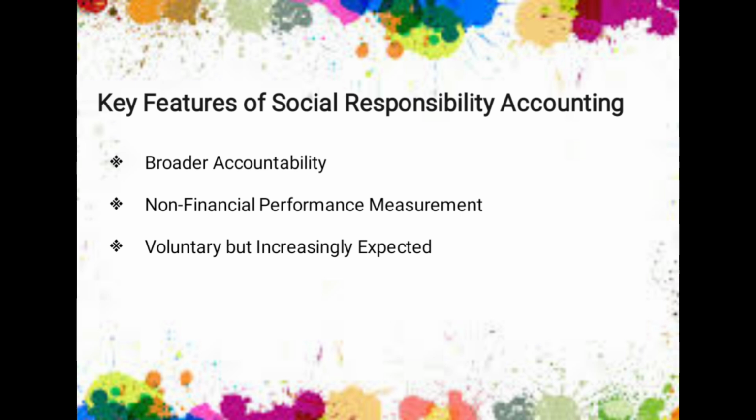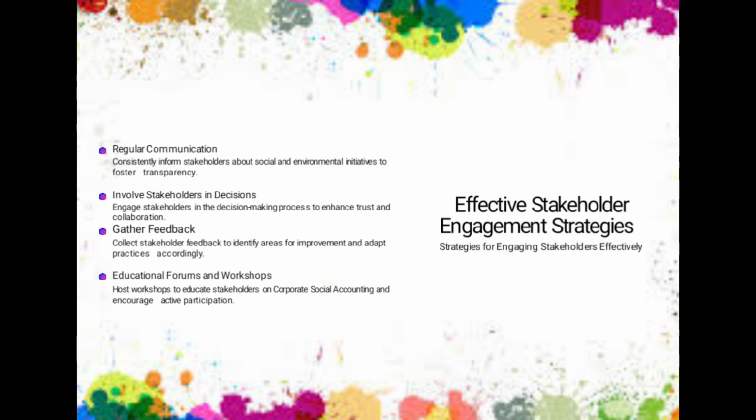Real world examples. Patagonia publishes detailed environmental and social impact reports, discloses supply chain practices, and donates 1% of sales to environmental causes. Then another example is Unilever, which tracks its performance against sustainability targets and integrates these metrics into core strategies. The next one is effective stakeholder engagement strategies.